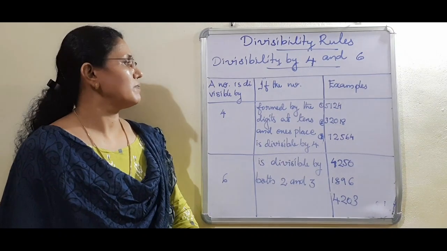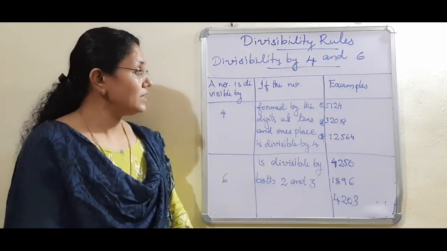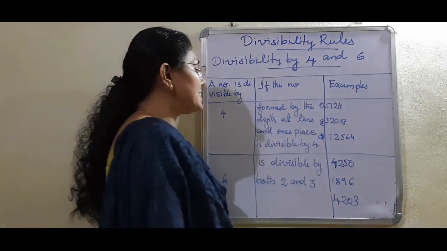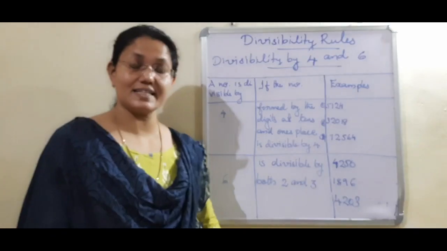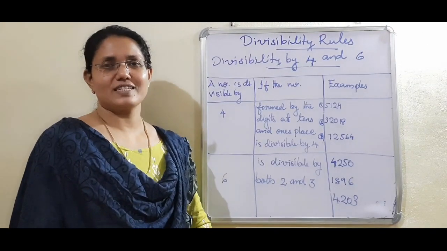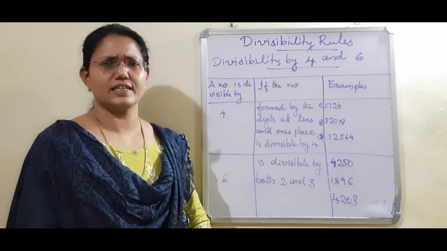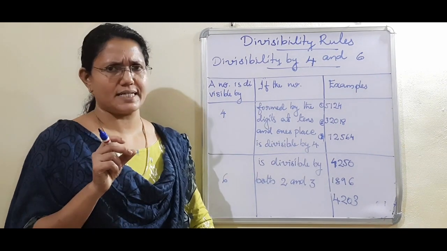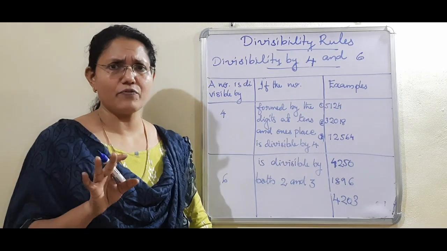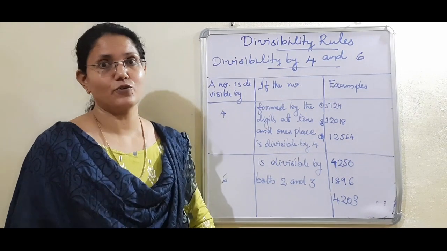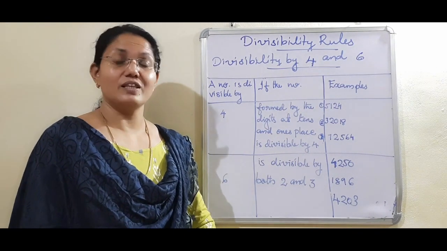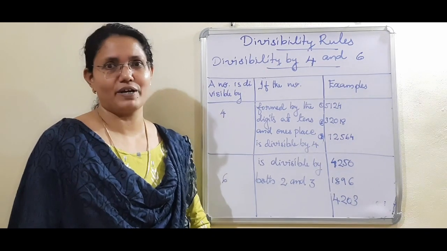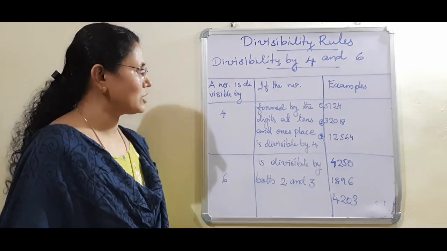A number is divisible by 4 if the number formed by the digits at tens and ones place is divisible by 4. Means whatever the number you are getting, if the last two digits are divisible by 4, divisible means completely, if you can divide by 4, the whole number is divisible by 4. With an example I will show.